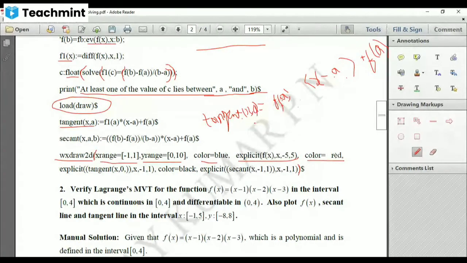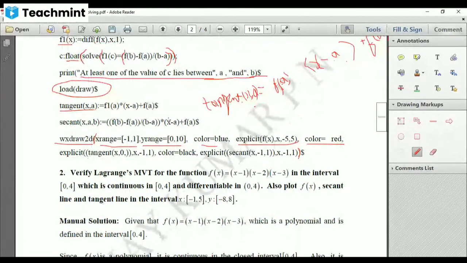So color equal to red, comma, explicit. Since we have only one tangent, we'll write it only once. Within explicit, you have to write your equation of the tangent. It is defined here: tangent of x, at which point you are finding? We know that by manual solving we got c equal to 0. So tangent, comma, x, comma, 0. This is the c value, right? Close the bracket, comma, x varies from -1 to 1. So this gives you a straight line at 0, which is parallel to the secant.